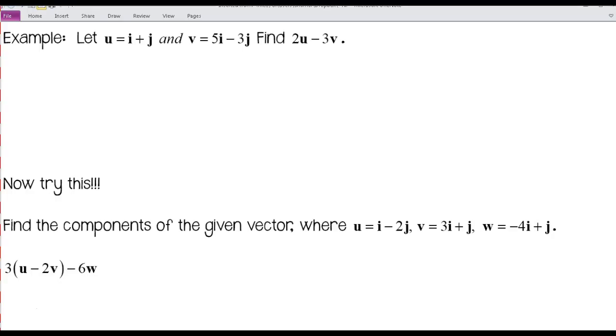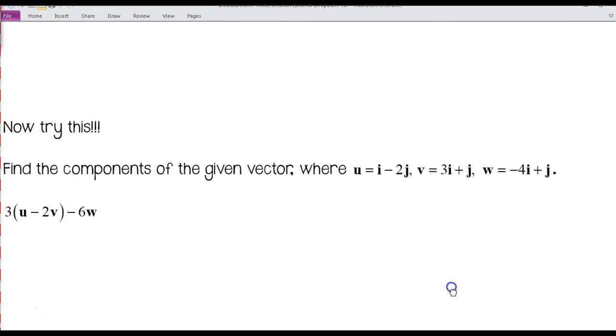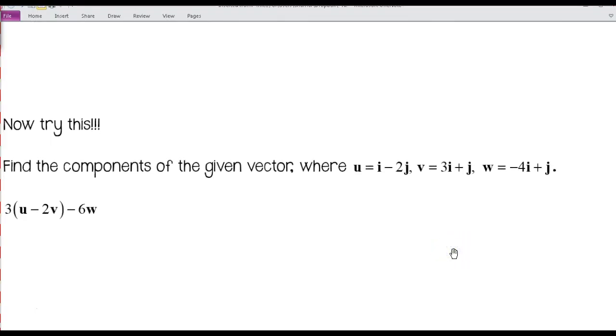If you haven't tried these yet, go ahead and give these a try before you look at the solutions. If you have tried these already, the answer for this first one, so you could check to see if you've done it correctly, is negative 13I plus 11J. Okay, and I'll go through that solution in a minute. And for the second problem, the answer to this one was 9, negative 18.